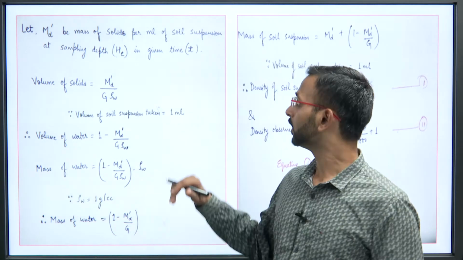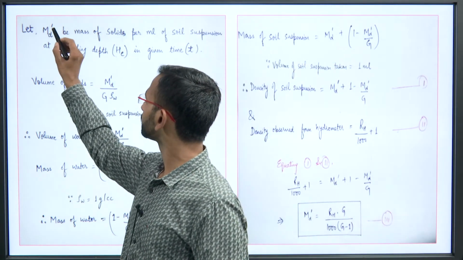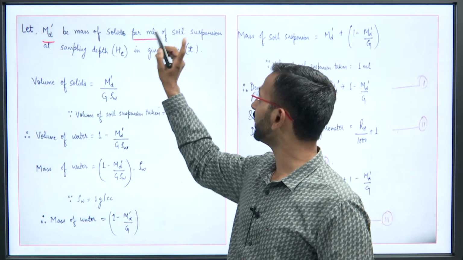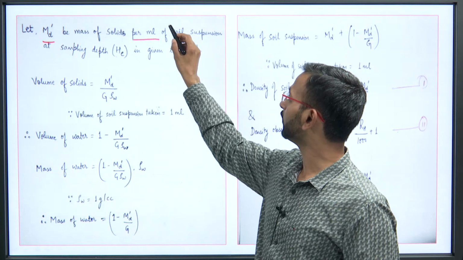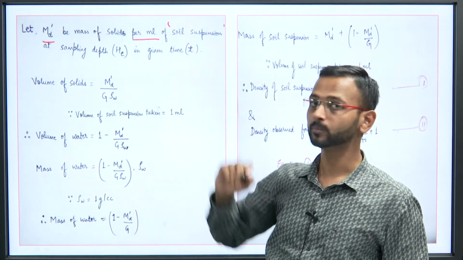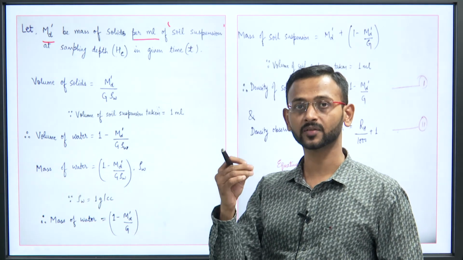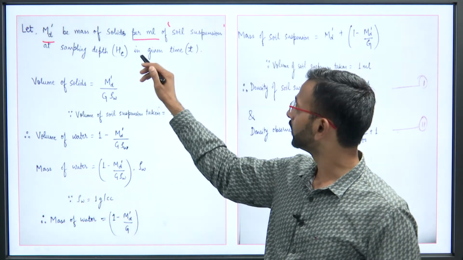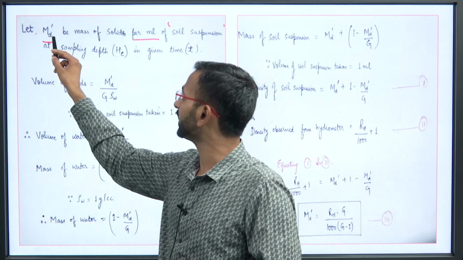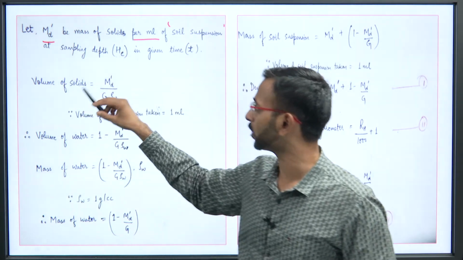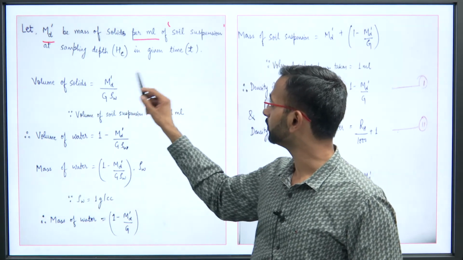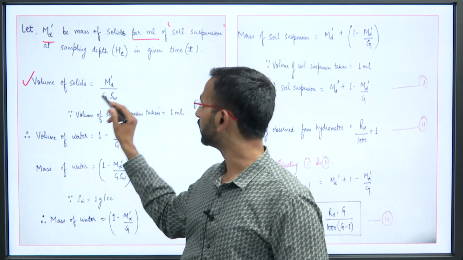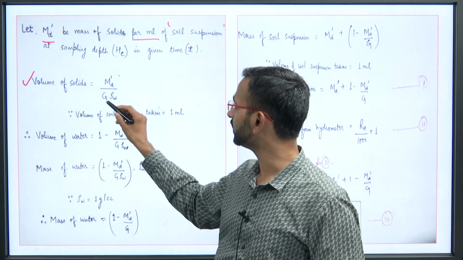Let us see here. Let MD dash be the mass of solids per ml, that is 1 ml of soil suspension. We have already prepared a soil suspension, for which I told you we did so many 7-8 steps, the pre-treatment, then the post-treatment. So that is what 1 ml of soil suspension contains. Let MD dash be the mass of the solid at sampling depth He in given time t. Let us see what the volume of the solid will be. Volume will be MD dash by G into rho W.